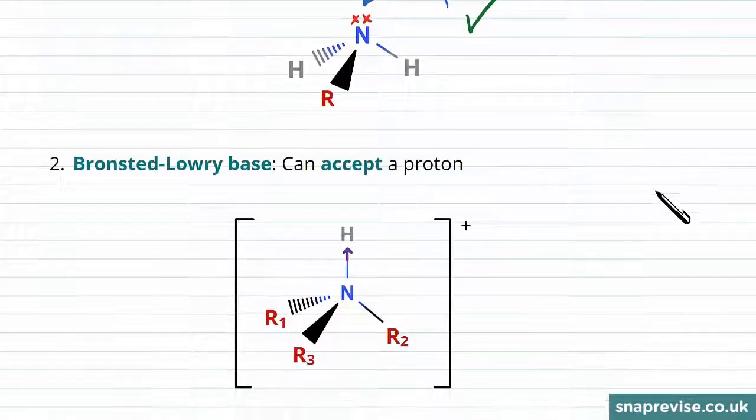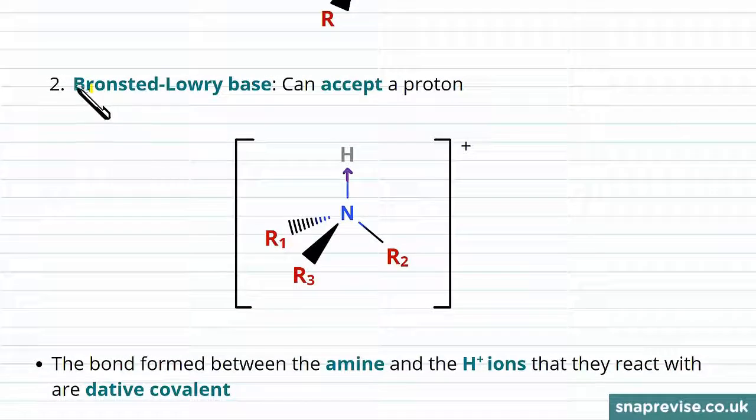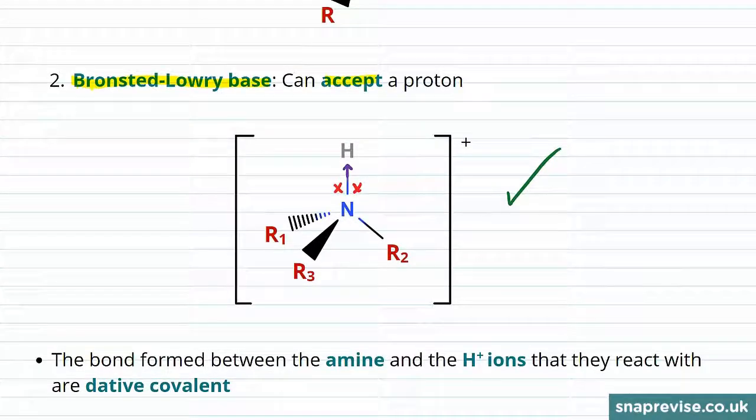The other definition that's widely used for bases is the Bronsted-Lowry definition, and this is that they can accept a proton. Amines can indeed accept a proton, and they use those electrons that we've just talked about to form a dative covalent bond with the proton, which forms this positively charged ion here, demonstrated by a tertiary amine. So we can see that they do in fact fit both definitions of being a base.